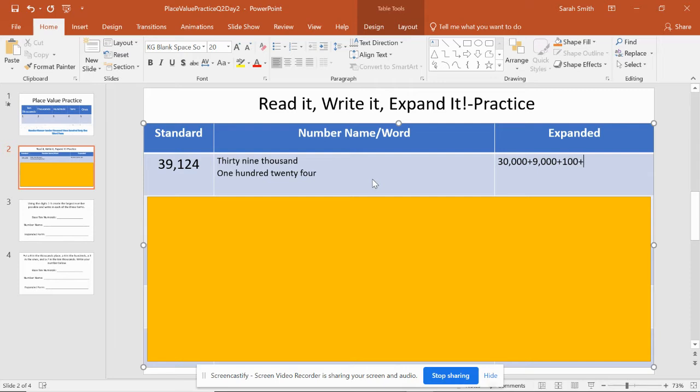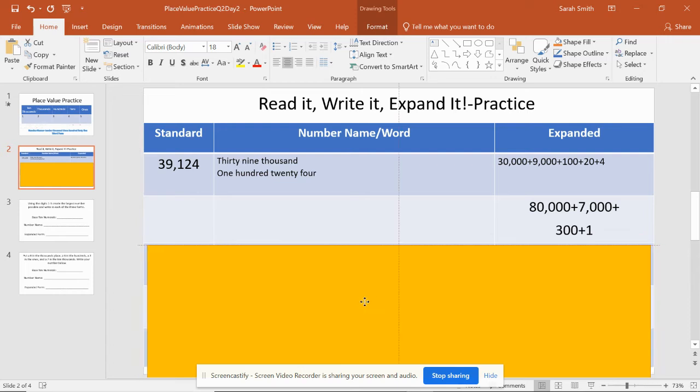100, and then my plus sign. Oh, not 90, just kidding. 20, and then my plus sign, and then my 4. So that's how it's going to look there.